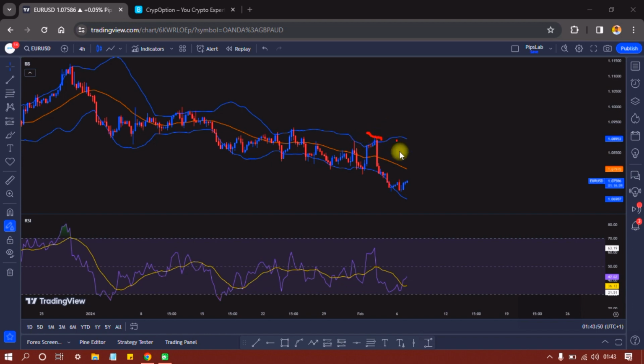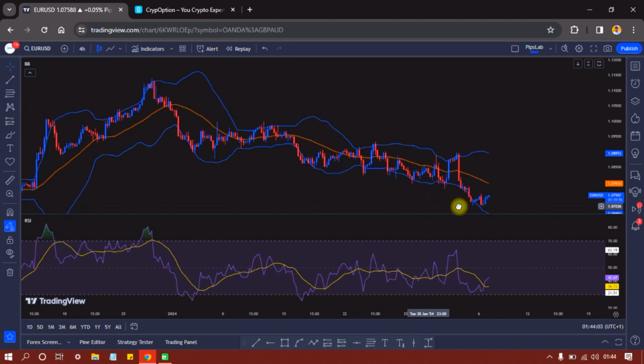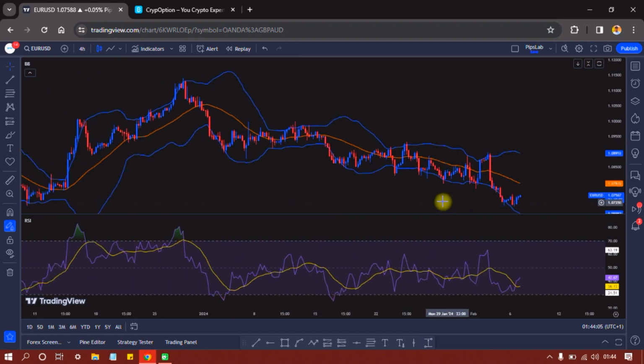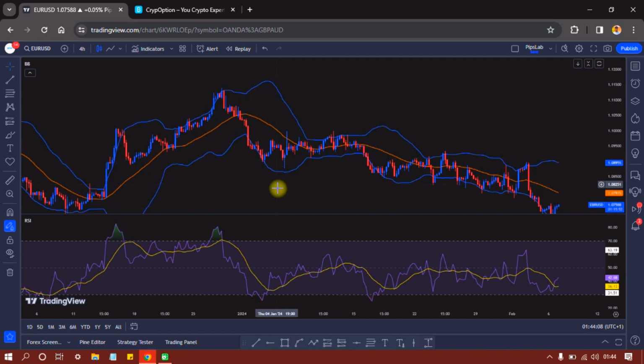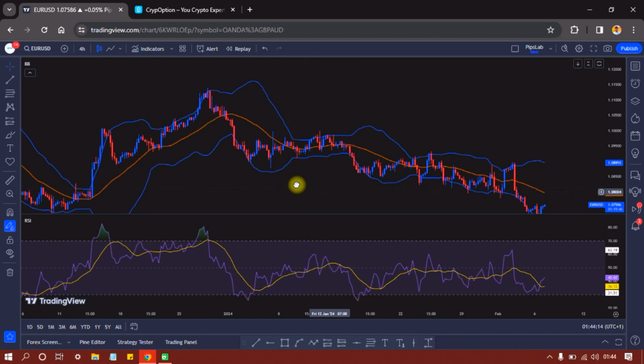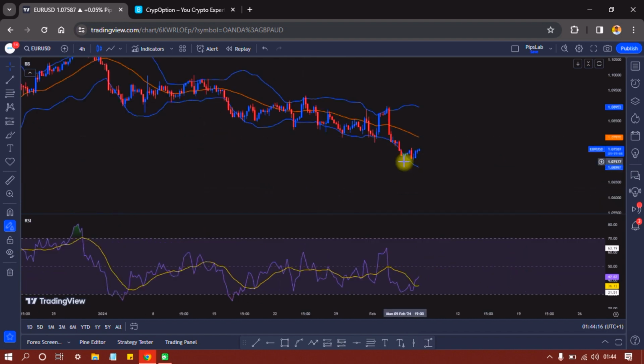Looking at it, when you see price tapping on the lower line of the Bollinger Bands, you check through the Relative Strength Index to see if price has crossed below the 30. If price has already moved below the 30, then you can start buying from that particular point. But when you want to trade this strategy, we don't trade it in a ranging market. We trade it in a trending market.